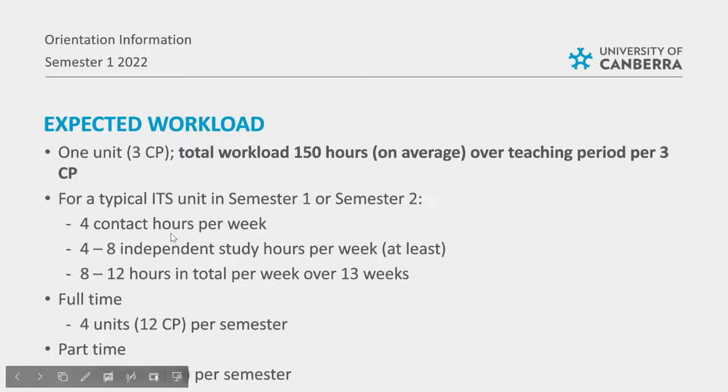So as I was saying, you will have on average 4 contact hours. When I say 4 contact hours, that includes lectures, tutorials, and labs, the hours that you're supposed to show up to class. Then 4 to 8 hours of independent study per week, so 8 to 12 hours in total per week over 13 weeks. If you're doing full-time, you can do 4 units. If you're doing part-time, you can do more or less than 3 units every semester.